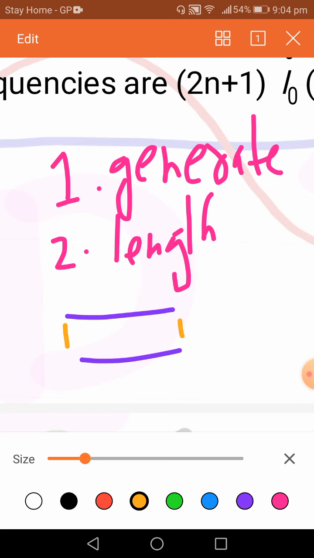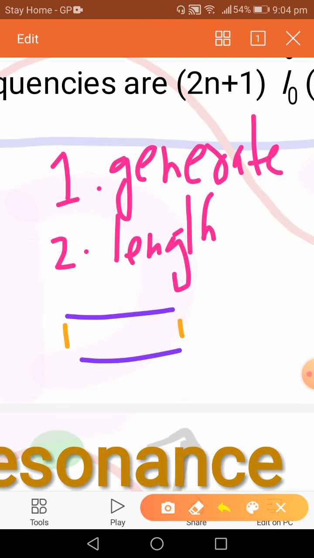Then what about the tube which has both ends open? Antinode, antinode, followed by a node. So antinode, node, antinode. This is the first resonance in case of both ends open.